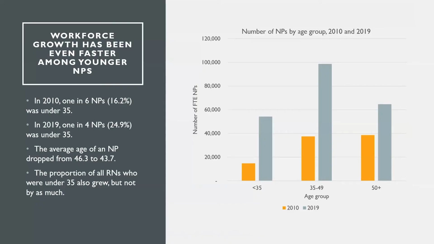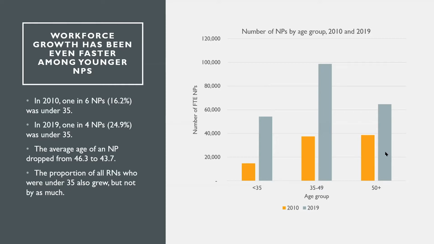And so, given that background, that did lead us to think, how are we doing this? And we suspected that perhaps RNs were becoming NPs more quickly, and a little bit more evidence from that, as you can look at the age distribution of NPs in both 2010 in the yellow and then in 2019 in the gray. You see that the number of especially young NPs really has shot up.